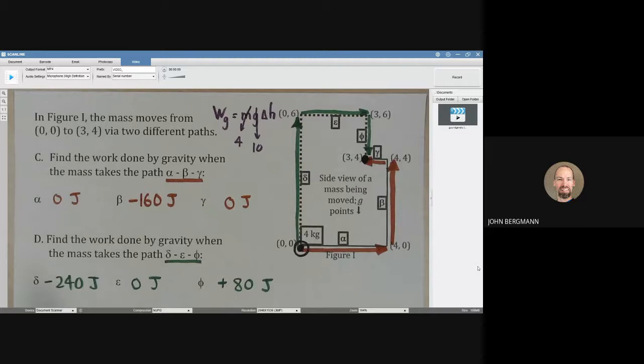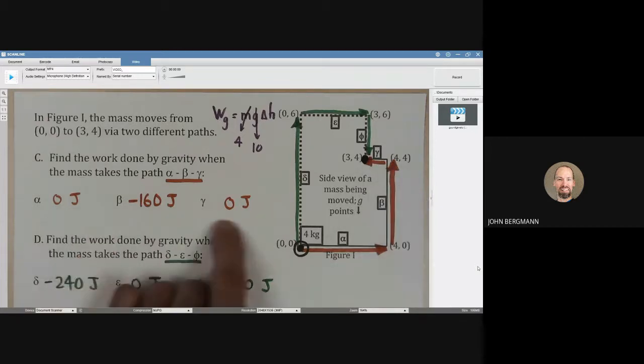At the top of the screen, the work done by gravity is m times g times the change in height. The mass is 4, g is 10. And so for each of the three paths on the red path, I've calculated the work. There is 0 work done here because the change in height is 0. Then gravity does negative work when we're lifting something, and then 0 there. So those are the three amounts of work done by gravity when we take the red path.